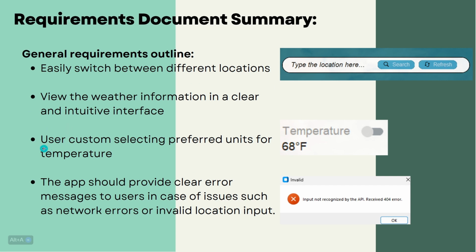The next thing was users can select preferred units. We have this for temperature and wind speed, not for some of the other fields, but those only have 1 unit, so you don't really need to switch. The app should also provide clear error messages. As you saw, we had a couple of different error messages in case something goes wrong with input. So on to the next section.